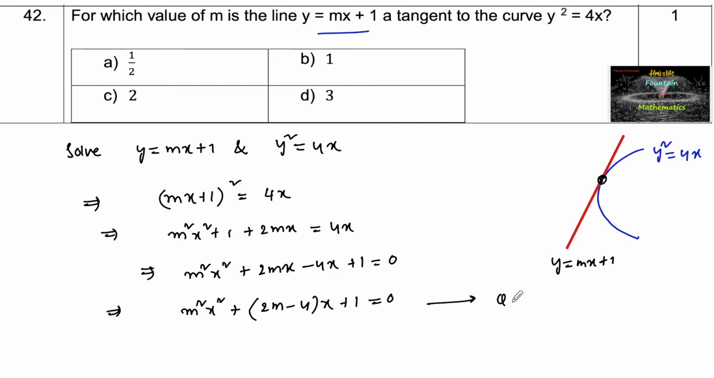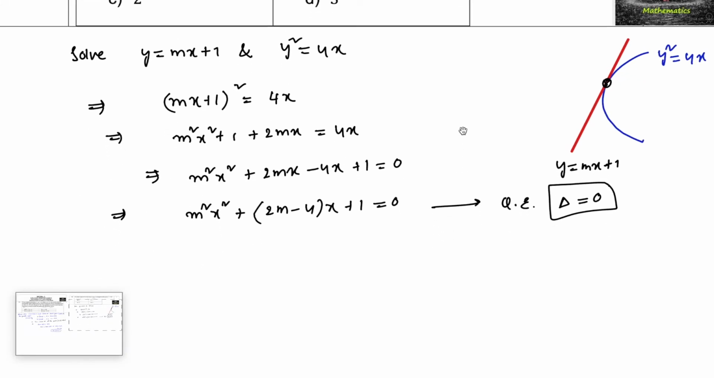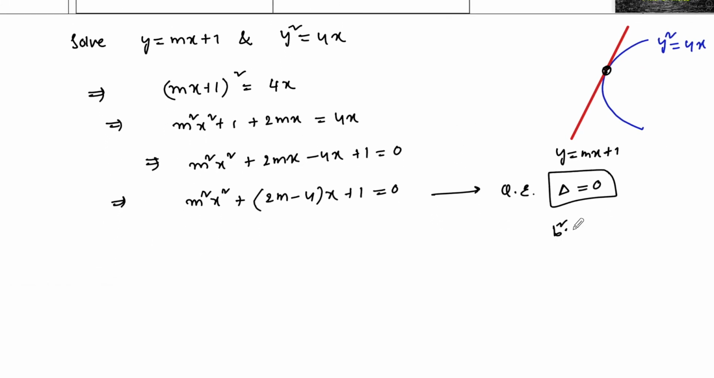which is a quadratic equation in which we can say that this line y is equal to mx plus 1 is a tangent, means whose discriminant can be taken as 0 because real and equal roots. So let's take the condition delta is equal to 0, that is b square minus 4ac equals 0 for the equation ax square plus bx plus c equals 0. So when comparing, a is equal to m square here and b is equal to 2m minus 4 and c is equal to 1.